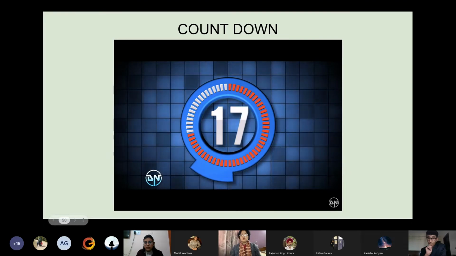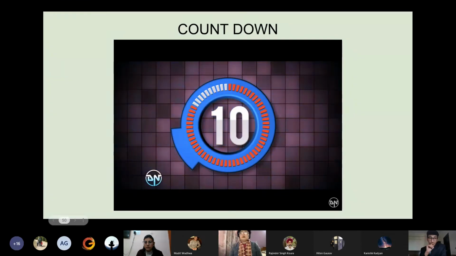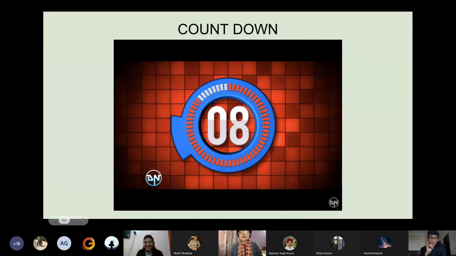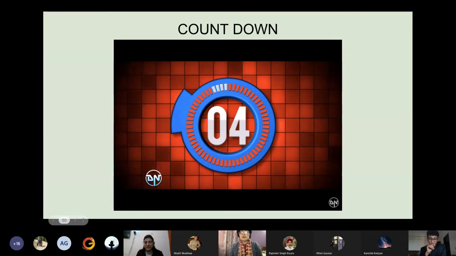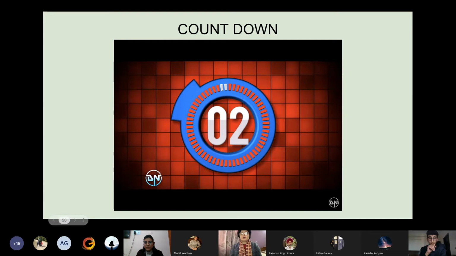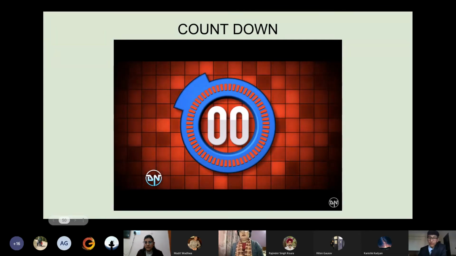Which of the following is not an output device of computer? Printer or keyboard? A keyboard. Yes. Which key is used to check spelling and grammar? F7 or F8? F7. Yes. Which is smaller, terabyte or gigabyte? Gigabyte. Yes.